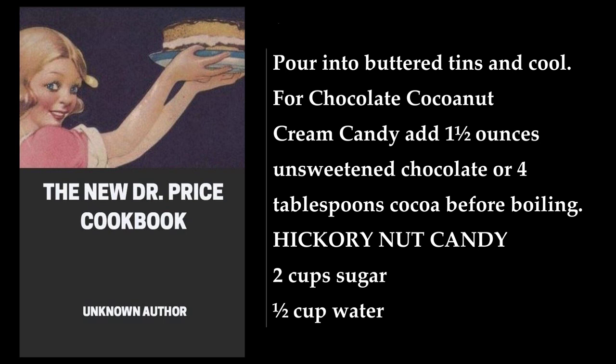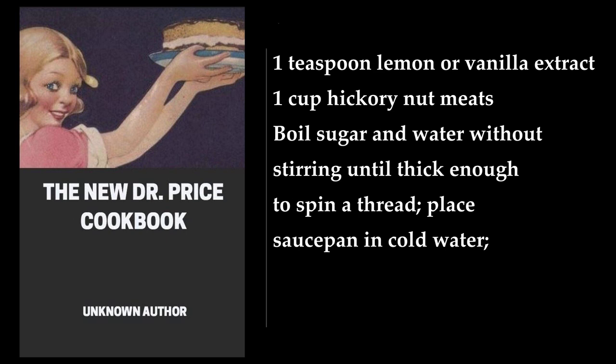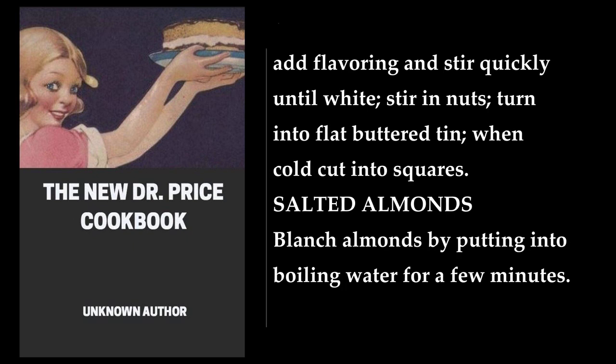Hickory nut candy. 2 cups sugar. 1/2 cup water. 1 teaspoon lemon or vanilla extract. 1 cup hickory nut meats. Boil sugar and water without stirring until thick enough to spin a thread, place saucepan in cold water. Add flavoring and stir quickly until white, stir in nuts, turn into flat buttered tin, when cold cut into squares.